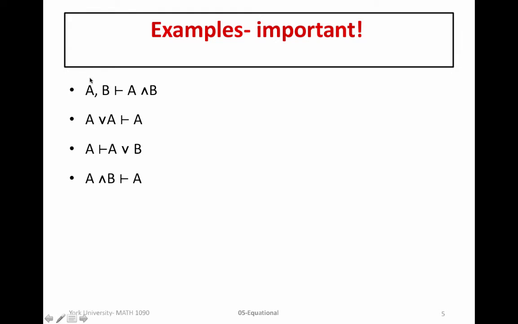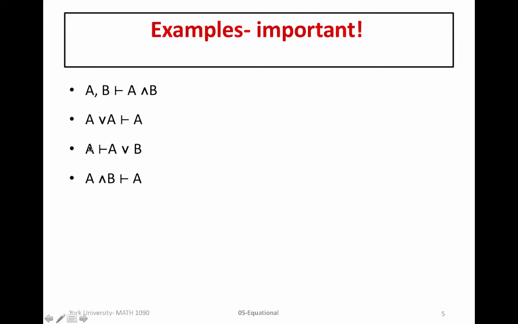So the first one says that if we know that both A and B are true, so these are our hypotheses, then we know that A and B is true, right? So if we have A and we have B, then we have A and B. Similarly, if we have as a hypothesis A or A, then certainly we can conclude A, because either A or A must be true. That means that A must be true.